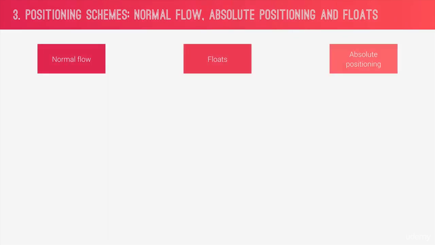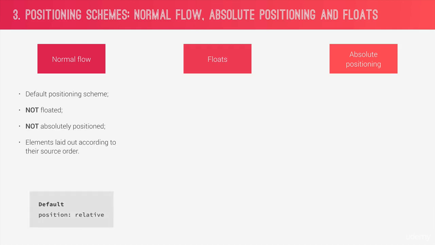Okay, next up we have positioning schemes. And there are three of them in CSS: the normal flow, floats, and absolute positioning. And I'm sure you're already familiar with floats and absolute or relative positioning, and so this is more to bring all of these properties together into a bigger context. So, the normal flow is what happens to an element if you don't do anything to it at all, if you don't float it, and if you don't use position absolute on it. If you use position relative, then the element is still in a normal flow.